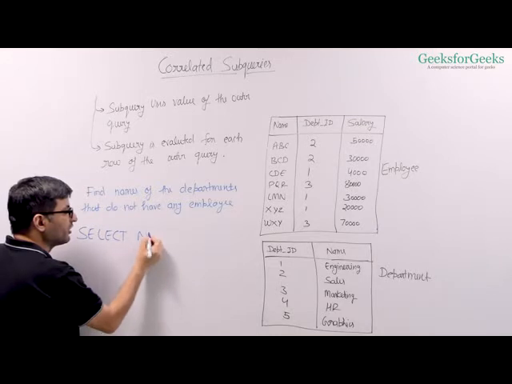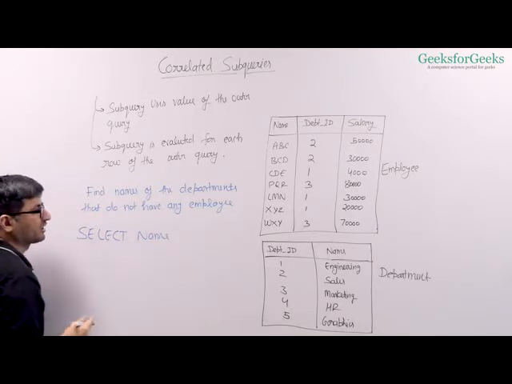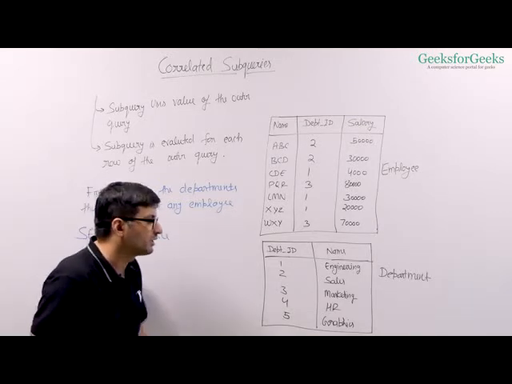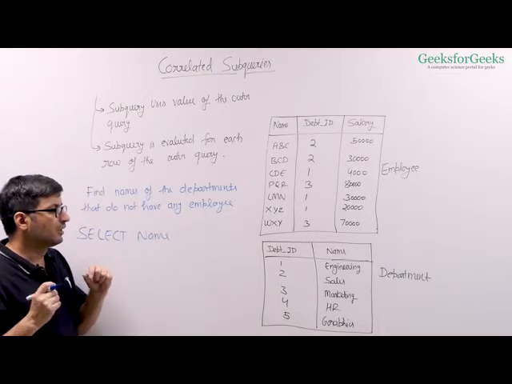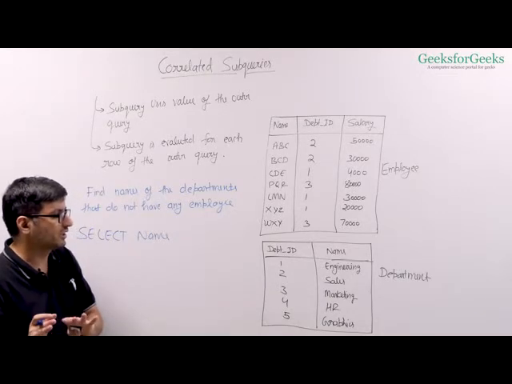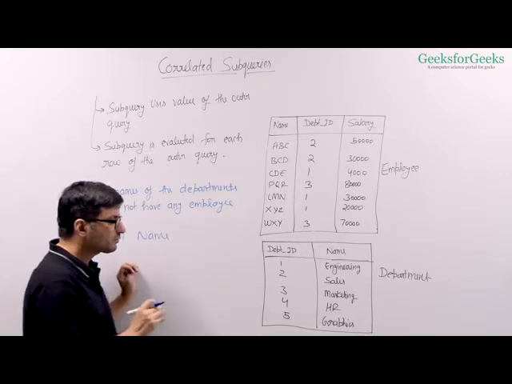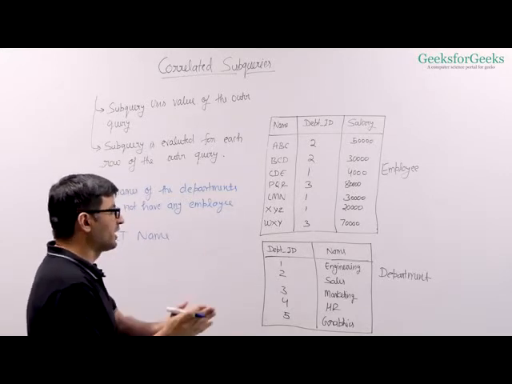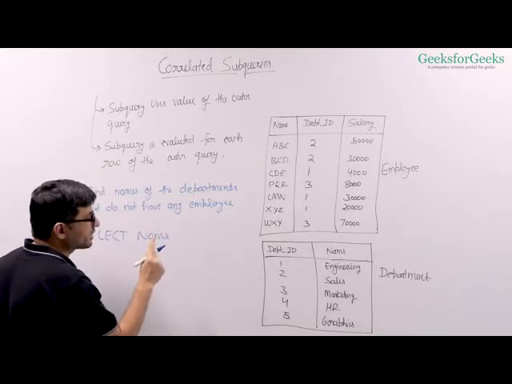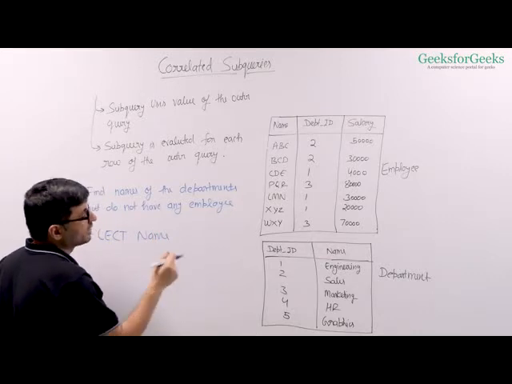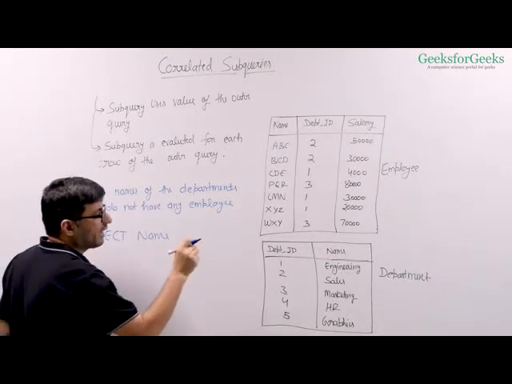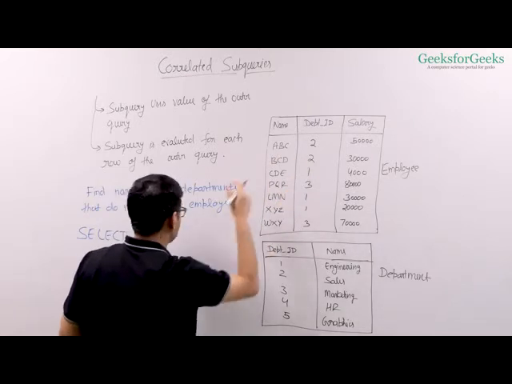Please pause this video and try to write it yourself, because now you understand correlated subqueries with the previous example. So please pause this and try to write this yourself. I'm going to write it now. So we need to select the department name. Now we need to select only those department names whose department IDs do not exist in this table, right?